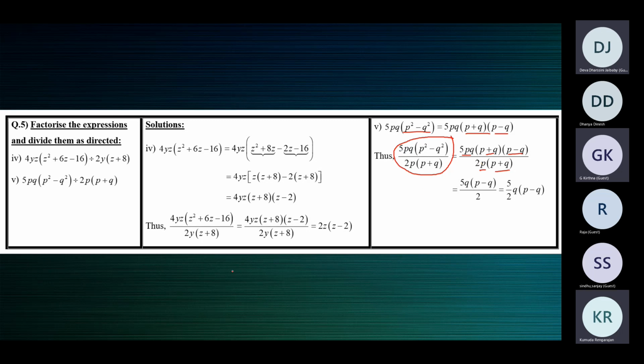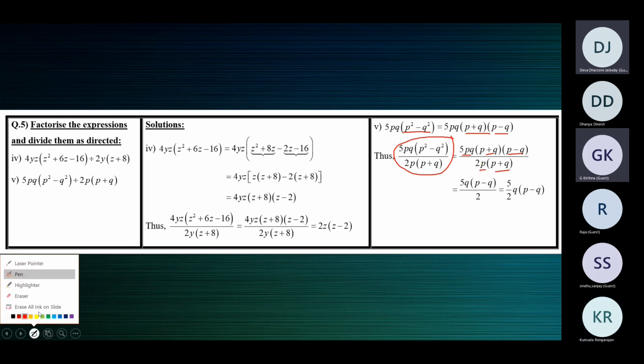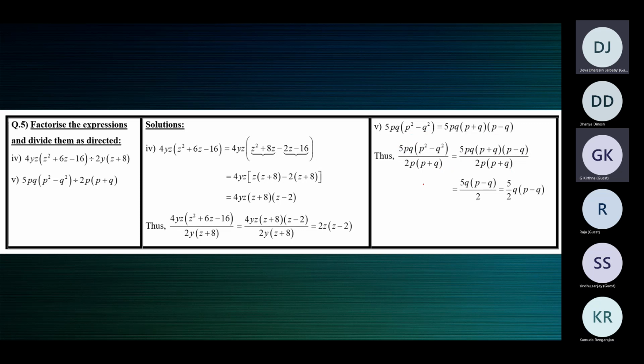So cancel. P plus q and p plus q as a whole get cancelled. Then this p and p get cancelled. Whatever remains, 5q into p minus q by 2, which can also be written as 5 by 2 of q into p minus q.